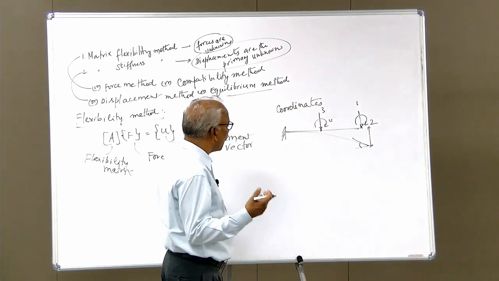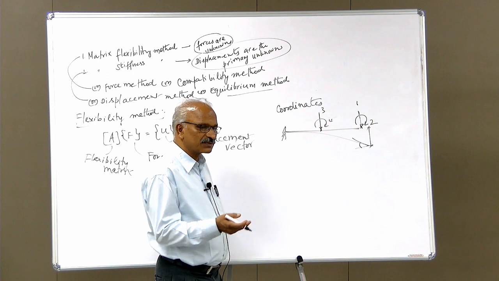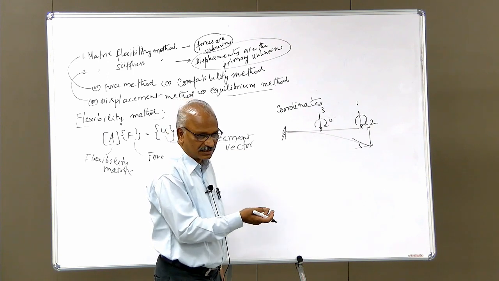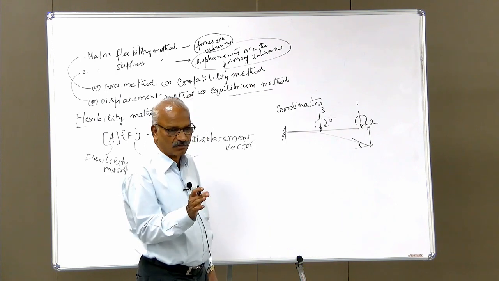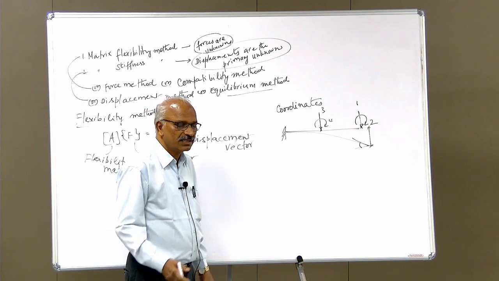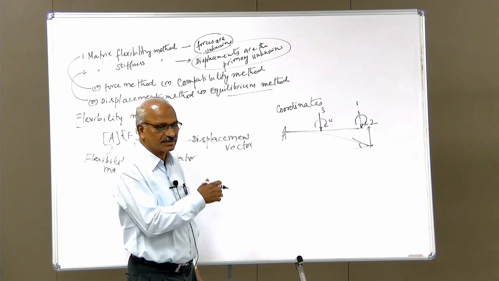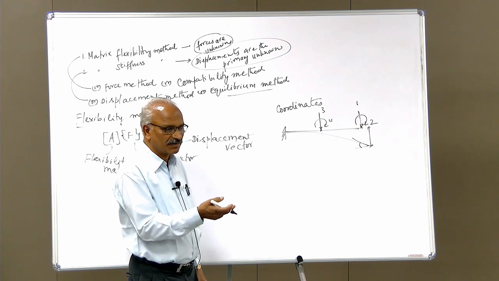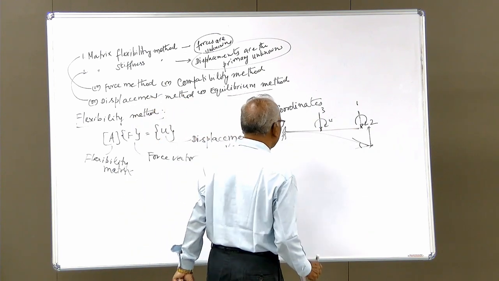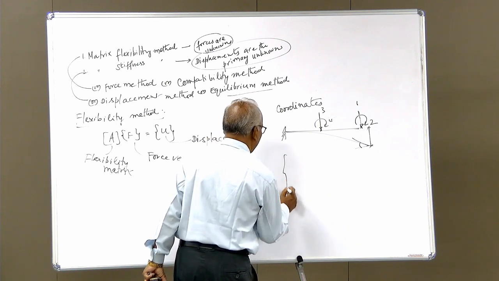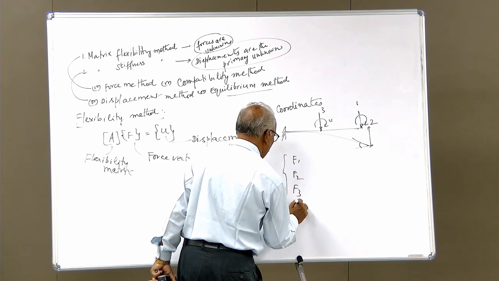Coordinates are arbitrary. You can increase the number of coordinates, you can decrease the number of coordinates as far as a statically determinate structure is concerned. So the size of the flexibility matrix will be equal to the number of coordinates. So here we have marked 4 coordinates, so the size of the flexibility matrix will be 4 by 4. Next lecture we will discuss how to generate the flexibility matrix for determinate structures. Right. After knowing that, now coming to the force vector we will have F1, F2, F3, F4.